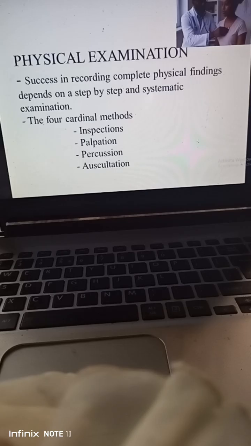Let's see an introduction to the physical examination part. Success in recording complete physical findings depends on a step-by-step and systematic examination. In most of the body systems, there are four cardinal methods. The first one is inspection, the other is palpation, the other is percussion, and the other is auscultation. So these four are the cardinal steps of doing physical examination in most parts of the body systems.